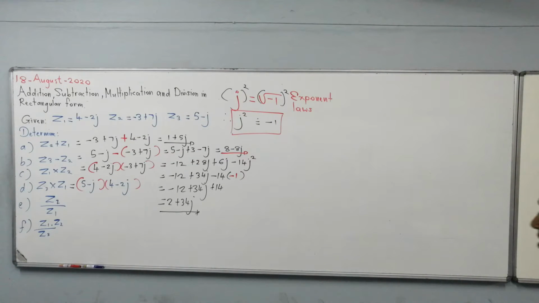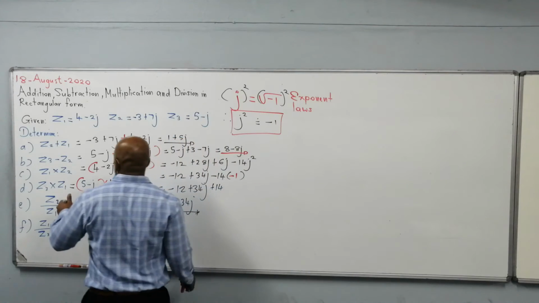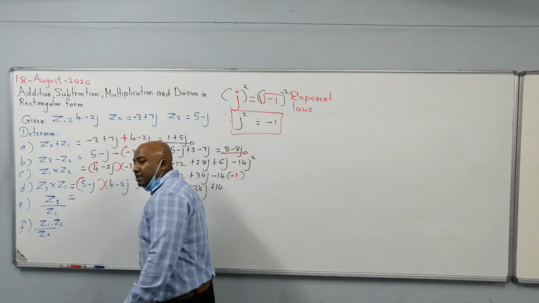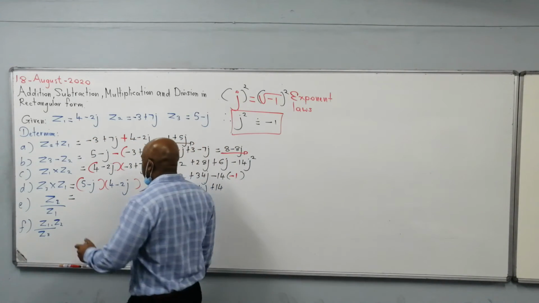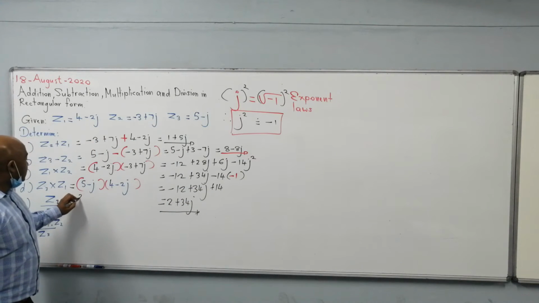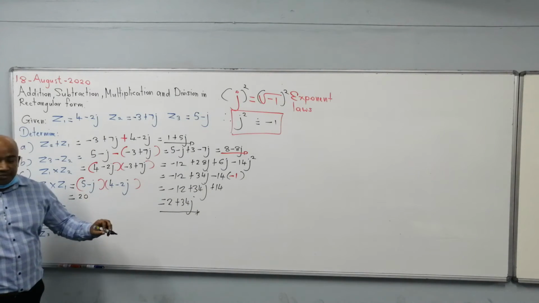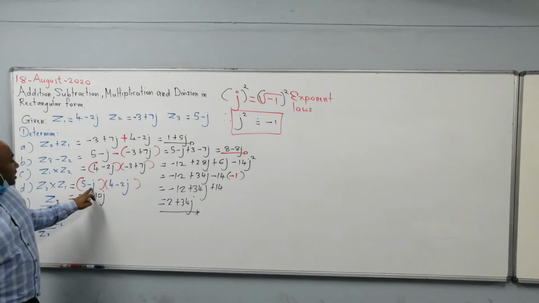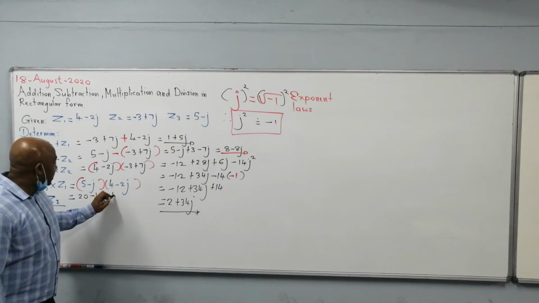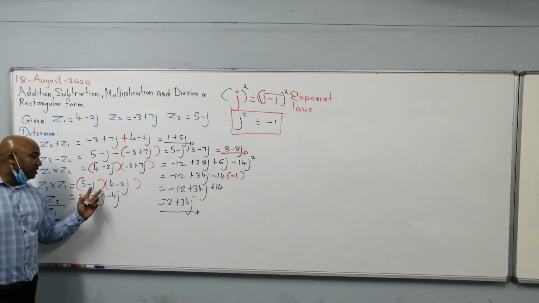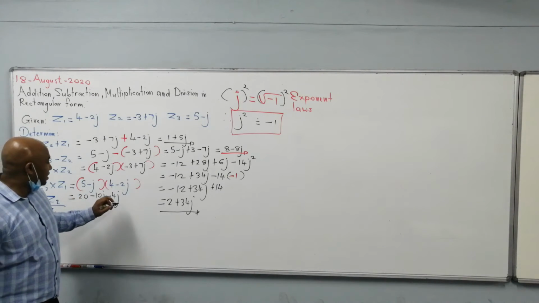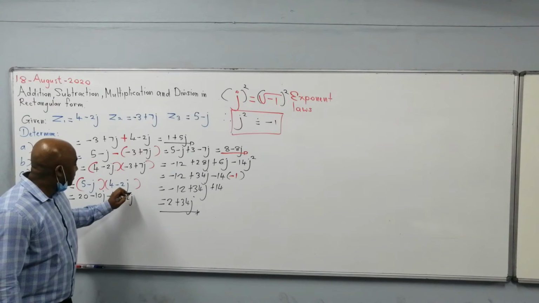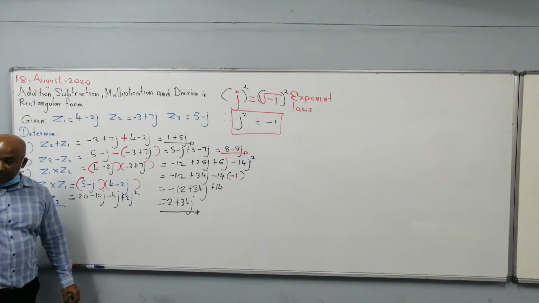Right, so let's deal with this here. 5 minus j times 4 minus 2j. Multiplication, so 5 times 4, you get 20. 5 times minus 2j is minus 10j. Minus j times 4 is minus 4j. And minus j times minus 2j is going to give me a positive 2j squared.